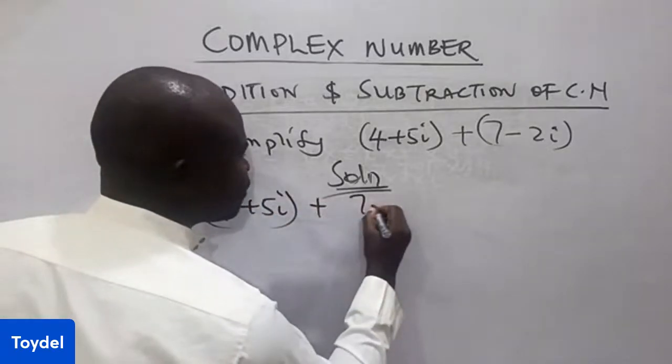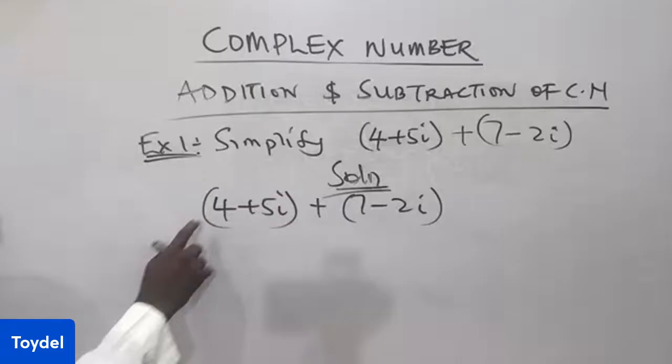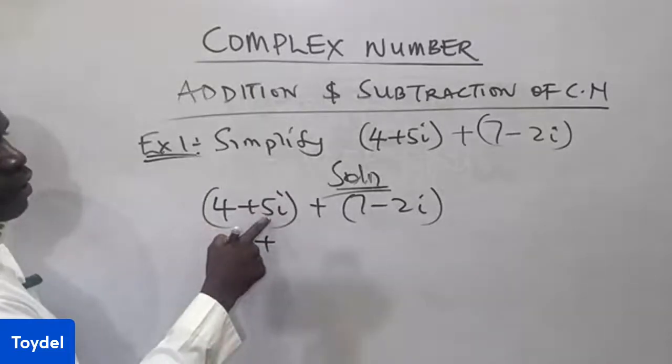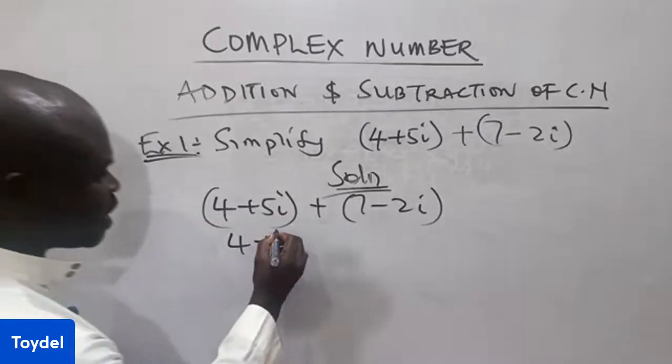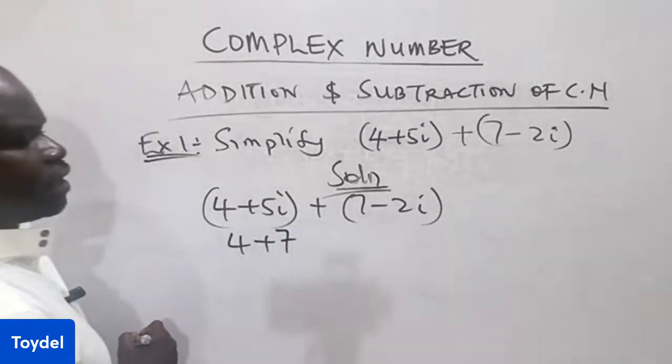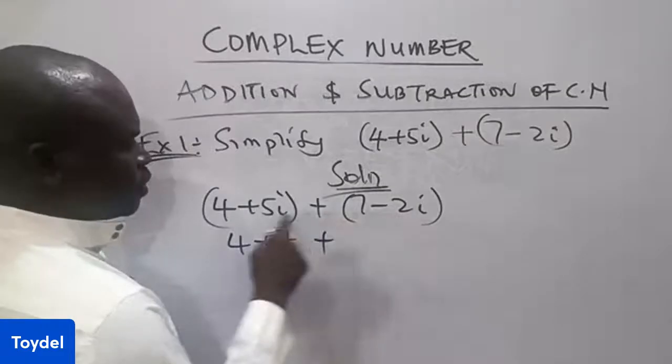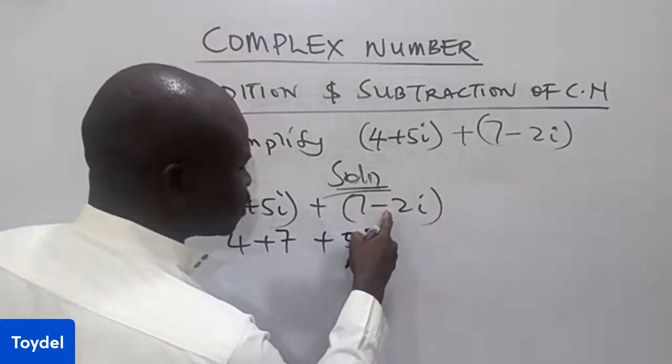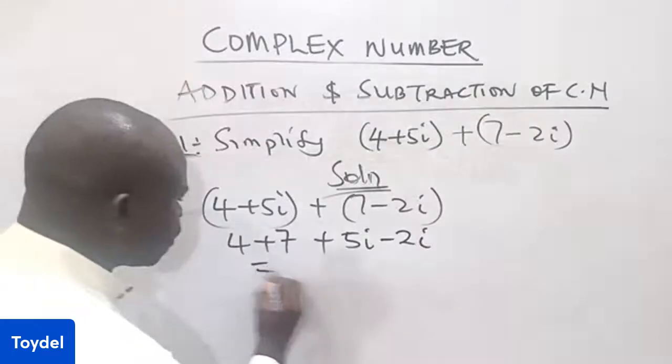Please, let's look at it very well. 4 is the real part of this complex number. Whenever we have i, it is talking about the imaginary part. So 4 plus 7, that's what we are going to get here. Plus, these are the imaginary values. The one with i is the imaginary value. We have 5i plus minus 2i. At the end of the day, we are going to have 4 plus 7 is 11, and 5 minus 2 is 3.